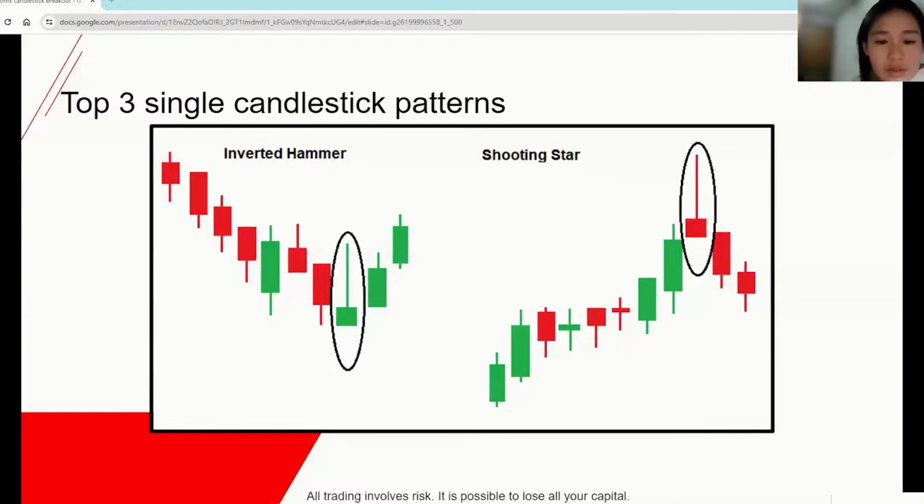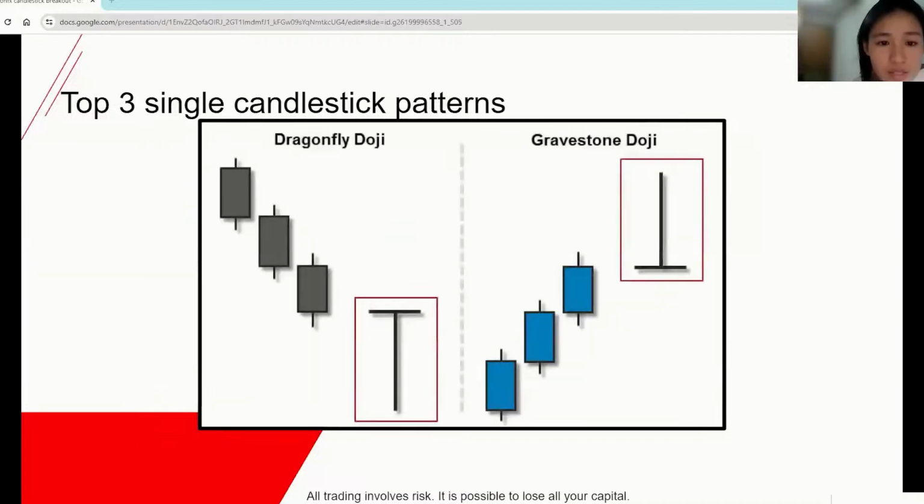Okay, now we're going to look at the doji candlestick patterns. Your dragonfly doji is basically this letter T shape, and your gravestone doji is basically this upside down T shape. Again, these are reversal patterns. When you see price moving in a downtrend, followed by the formation of a doji candlestick, we can expect prices to then move in an uptrend. Your gravestone doji would just be the opposite, with price moving in an uptrend and then into a downtrend.